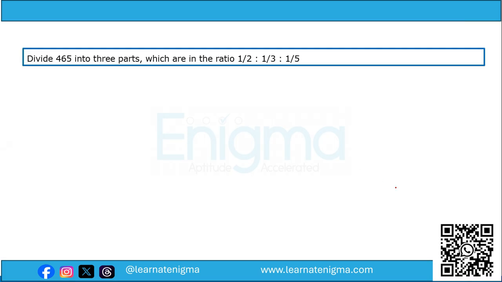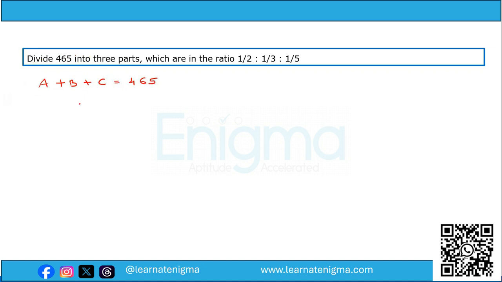Divide 465 into three parts, which are in the ratio 1 by 2 is to 1 by 3 is to 1 by 5. Now, from the first part of the sentence, let's assume the three parts to be A, B, and C. So the first equation comes out to be A plus B plus C is equal to 465.